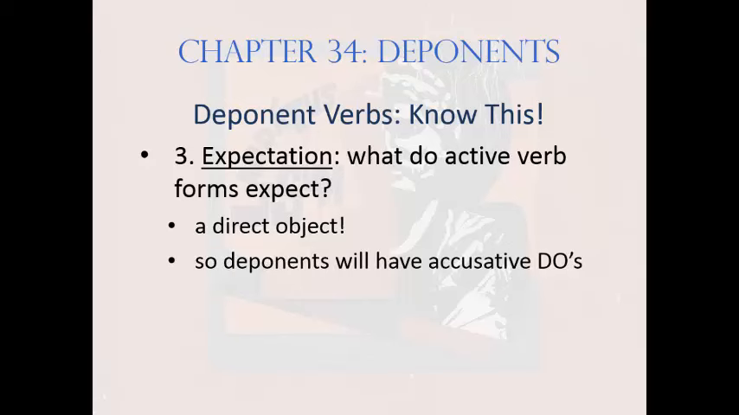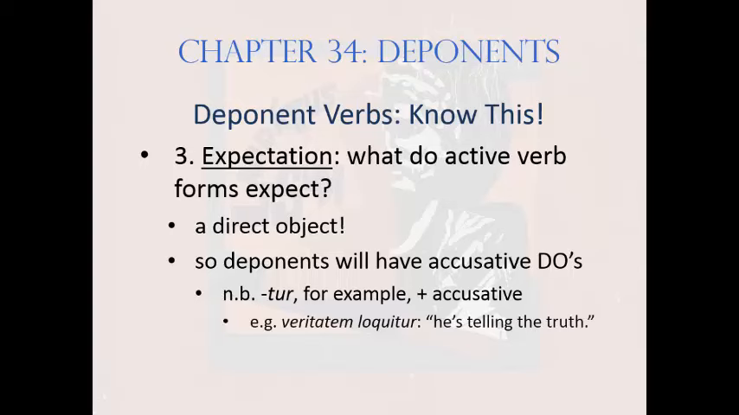Accusative direct objects attached to verbs with passive endings, like loquitur, with an accusative after it. For instance, veritatem loquitur. He is speaking the truth. And I am. It's crazy, but it's also that simple. Okay, it's not that simple.